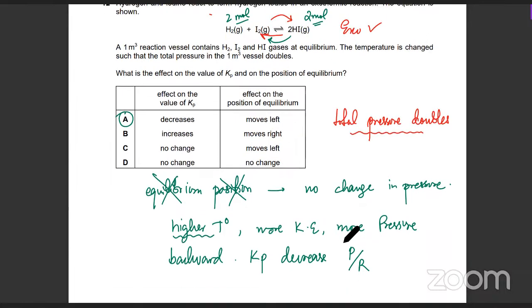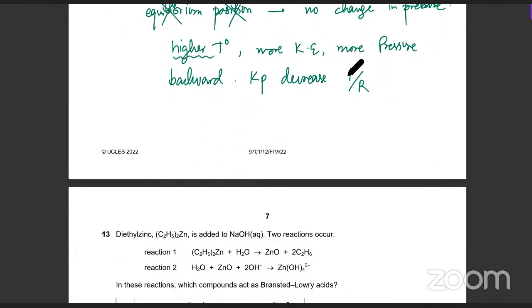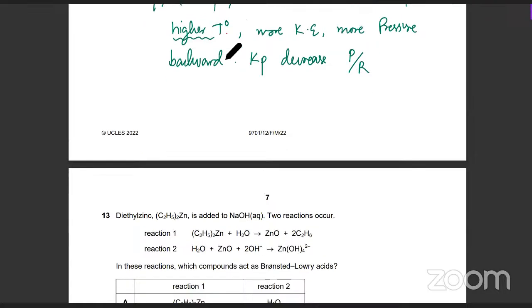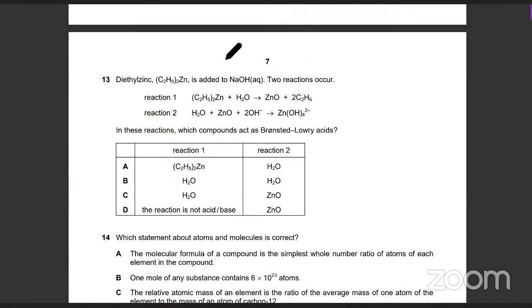So basically, pressure was increasing. Equilibrium had nothing to do with it. So the only possible way it was increasing was that you were at a higher temperature. So that's how you figured out that the temperature was increasing. Now this next reaction, in this reaction, which compounds act as the Bronsted-Lowry acid? In reaction 1, who's the acid?